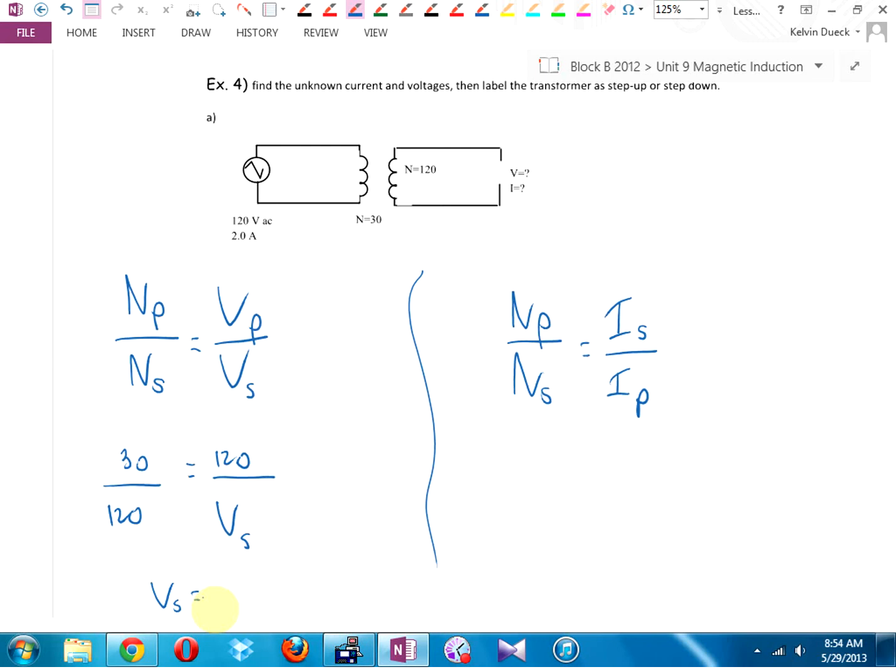Mr. Dueck, you're not typing the numbers in. We actually have to type these in ourselves. What did you get, Kevin? 40? 480?